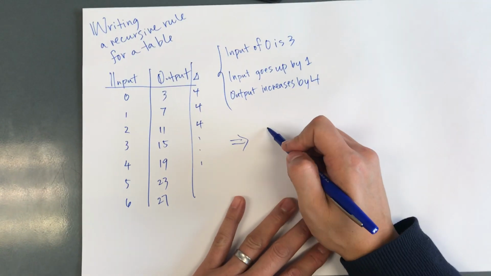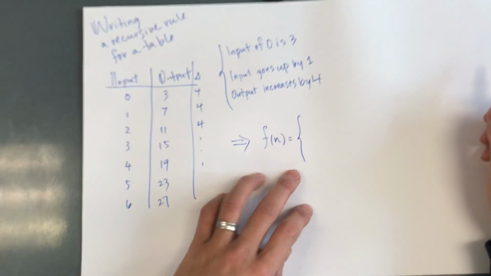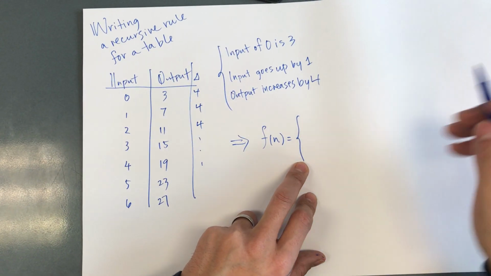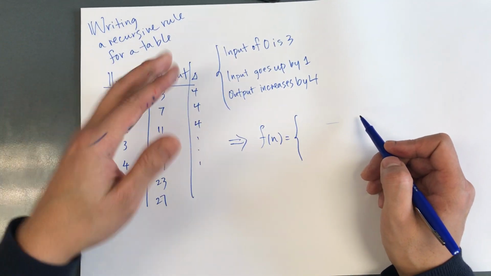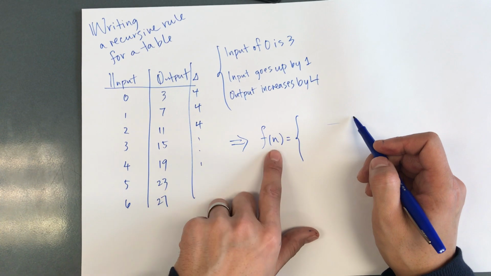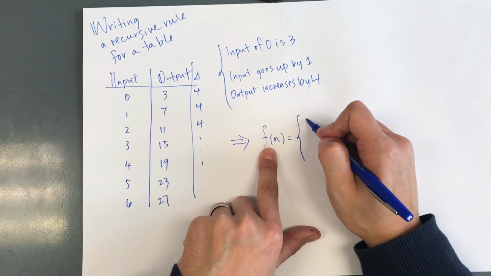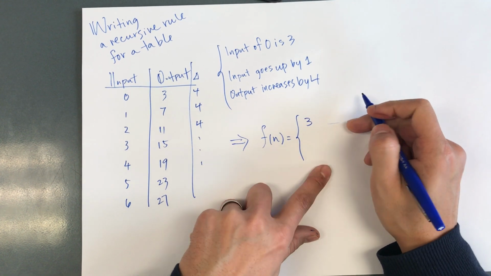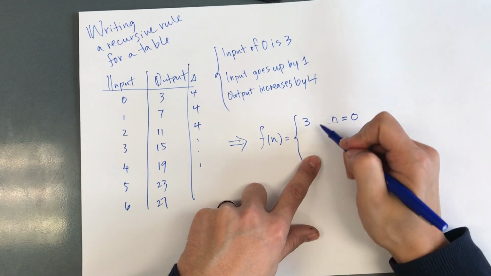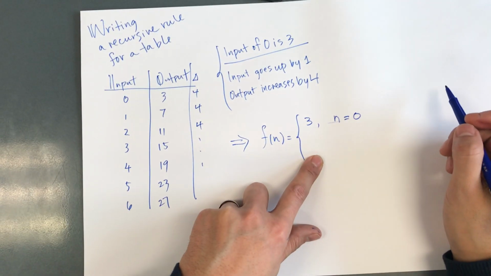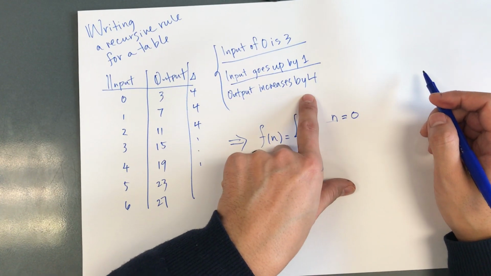So the recursive rule looks like f of n equals some bracket on the left side, right? So on top of it, you have to write the initial value. That means, what does it start from? Well, f of n means the output, right? The output is 3 when the input, which is n, is 0. See that? That's this part, okay?